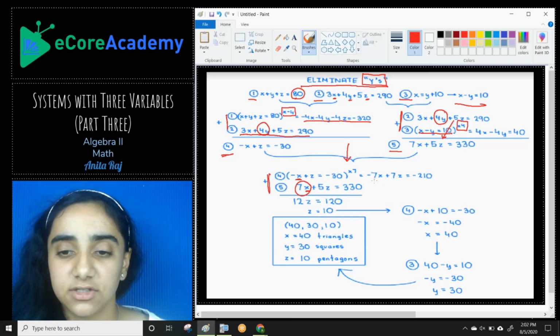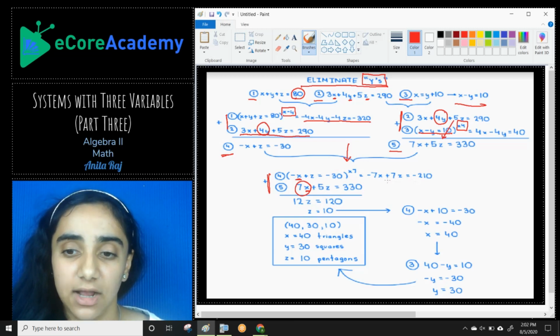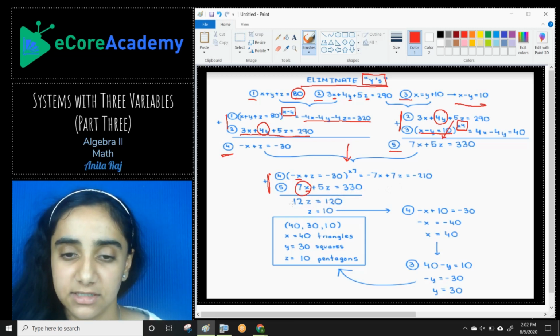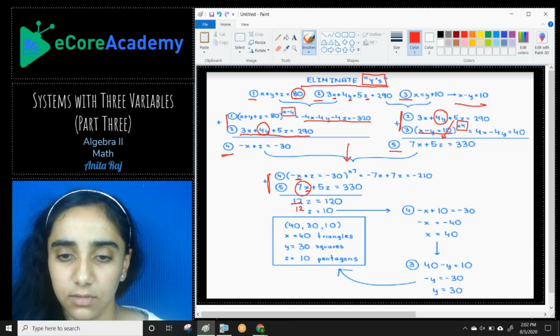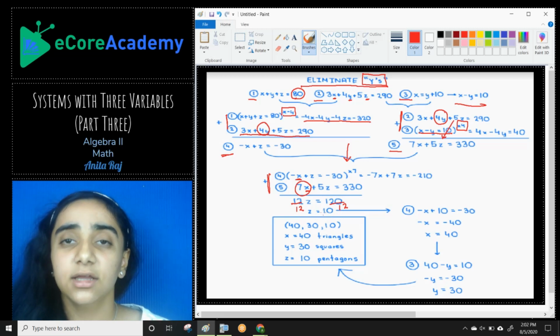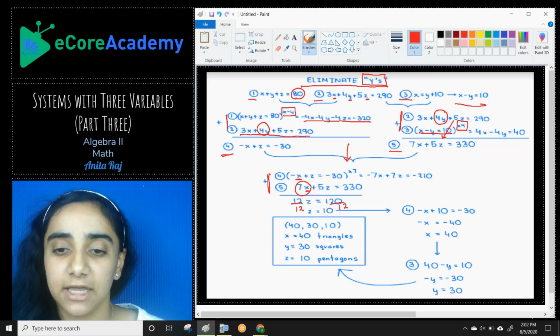Then you add these two together, and the x's cancel out. 7z plus 5z is 12z, and negative 210 plus 330 is 120. So you get 12z equals 120, and then divide both sides by 12, then you get z equals 10. So you found out the first variable, z equals 10. Again, z is our pentagon, so we have 10 pentagons.